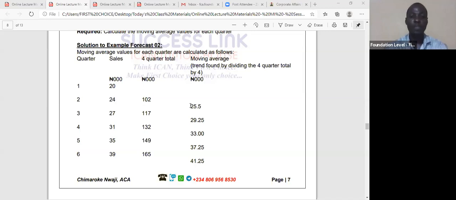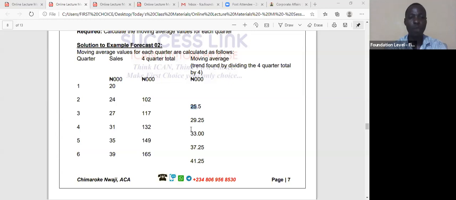Now, that means this 25.5 does not belong to a quarter. So the next thing you do, you remove quarter 1, which is 20. So we'll go back to our 102 we've gotten before. We remove quarter 1, which is 20, and bring in quarter 5. Quarter 5 is 35. You're getting 117. So you have to use your pencil now. As you are marking this one bad, you are marking this one good. That will help you to know which one to take quickly so that you do not waste time starting to calculate again. So 117 divided by 4 will give you 29.25.